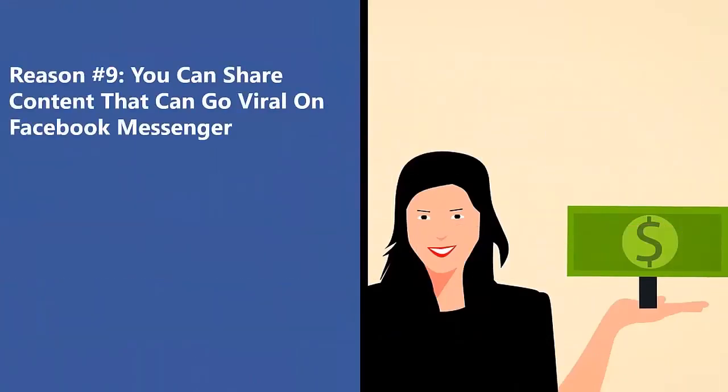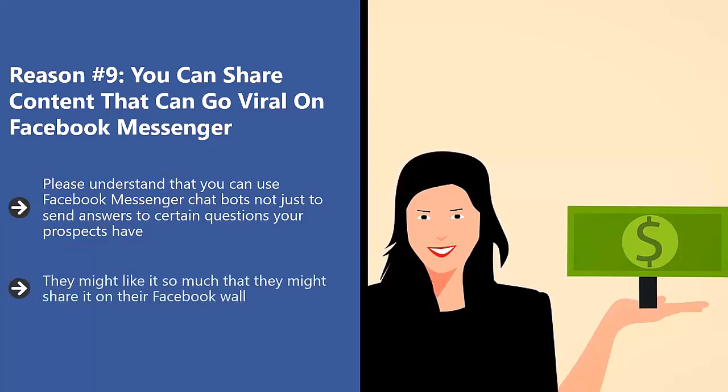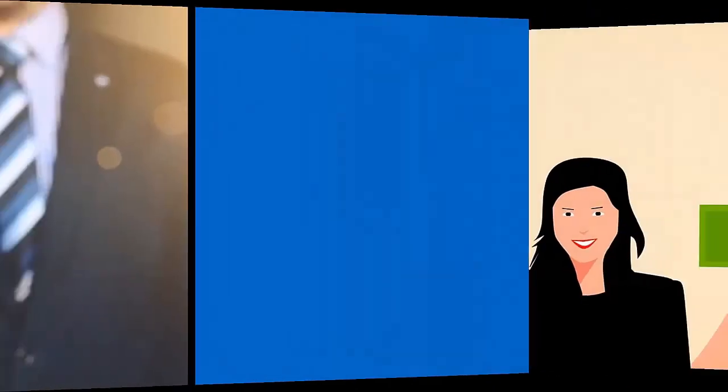Reason number 9, you can share content that can go viral on Facebook Messenger. Please understand that you can use Facebook Messenger chatbots not just to send answers to certain questions your prospects have. They can reach out to your messenger and you can send them an article or a blog post you produced. This can serve as a resource. They might like it so much that they might share it on their Facebook wall. This is actually a form of guerrilla marketing or a backdoor avenue for free Facebook traffic. The more they share, the more likely your content would go viral.